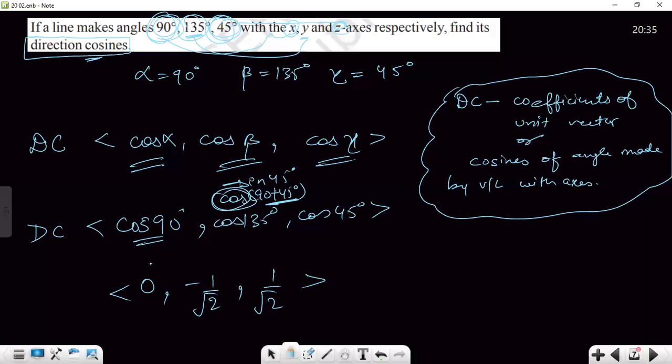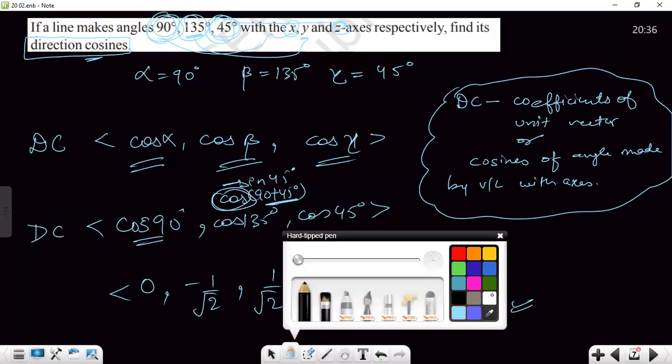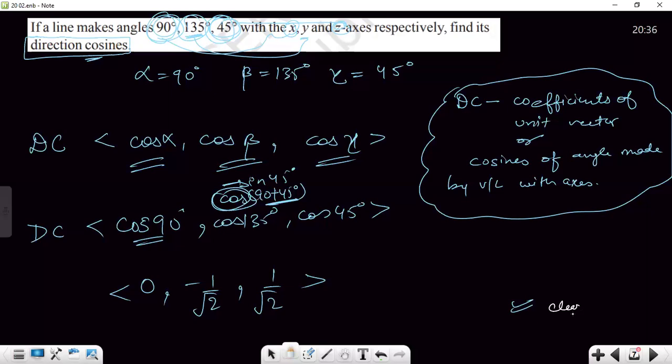Read and ask if there are any questions. Is this clear? Yes, sir. Clear. I use this word clear to mean it is clear like a flower. Yes. Let's move to the next question.